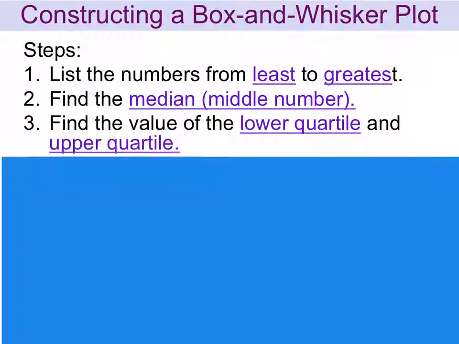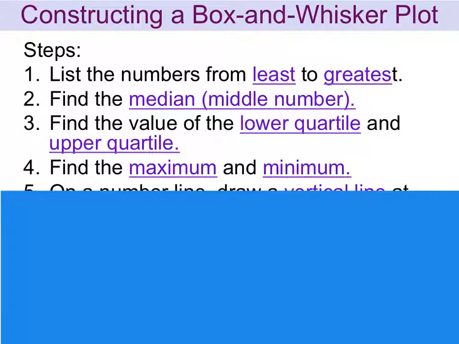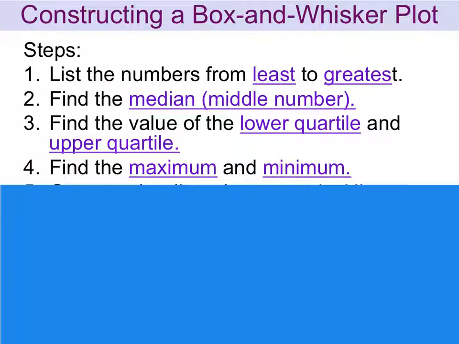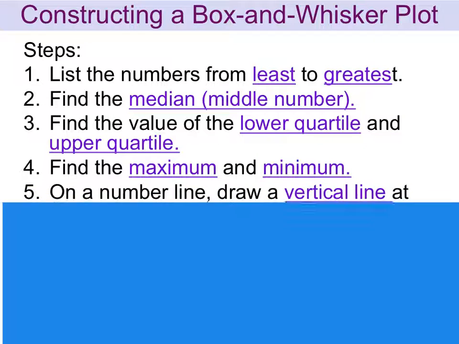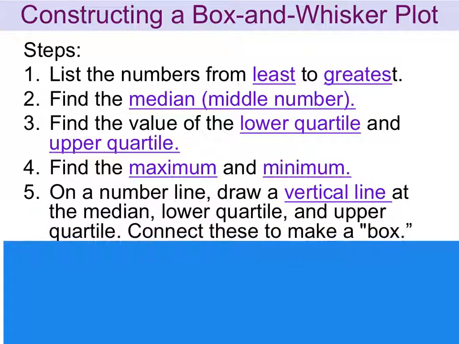Step 3 would be then to, once you have your median, find your lower quartile. So take the numbers below your median and find the middle of those. And then take all your numbers that were above your median and find the middle of those. So that's finding quartile 1 and 3 at that point. Step 4, obviously look at your max and min. You don't really have to find them. It should just be the number furthest to the left and furthest to the right. And then step 5 is how we're going to draw it.